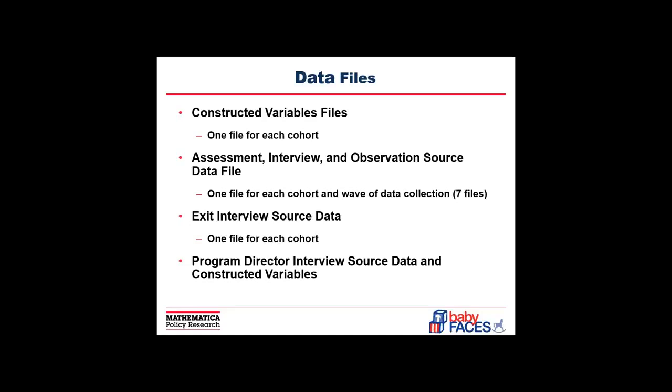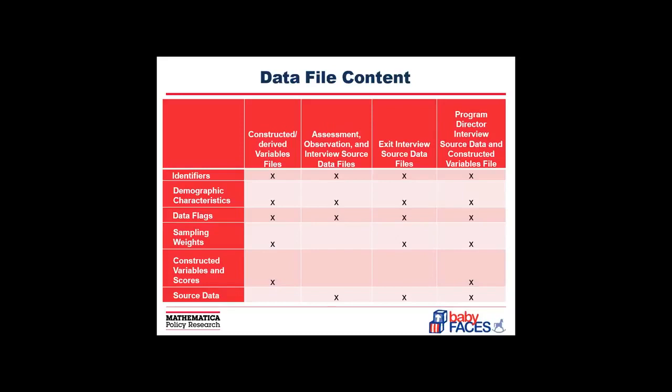The child-level constructed variables file and exit interview source data files are split only by cohort, whereas the child-level source data files are split by both cohort and year of data collection. The program-level file contains all source data and constructed variables from all 3 years of program director interview data. When we discuss constructed or derived variables, we are including anything that was created from the raw data, including assessment scores.